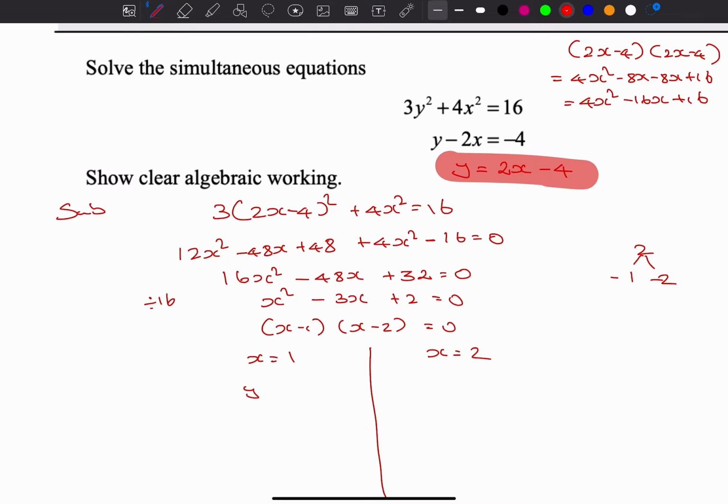I'm going to pick always the one I make the subject, the easy one at that point. So that's y equals 2 bracket 1 minus 4, that's 2 minus 4, y equals minus 2. Y equals 2 bracket 2 minus 4, that's 4 minus 4, y is 0. So those are your set of answers. Right, next one.